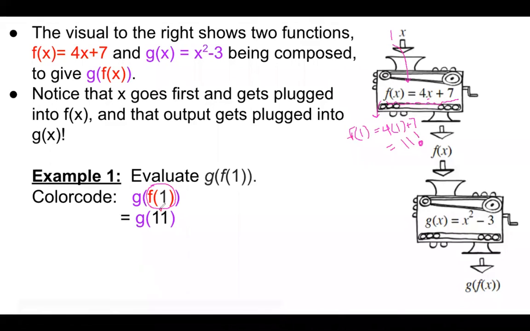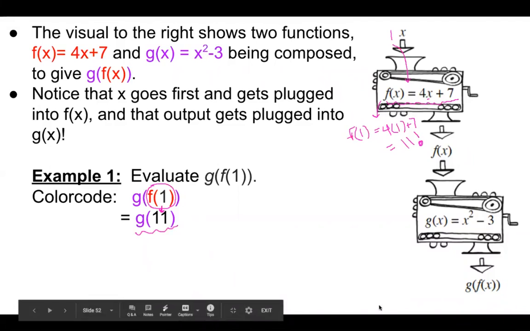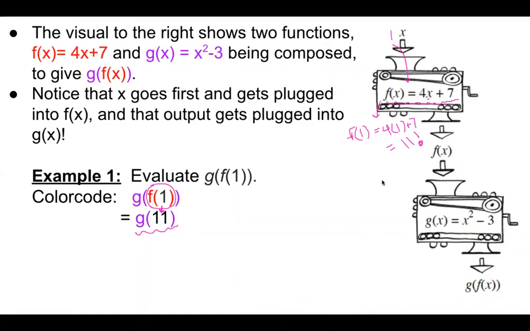So then my next step is, instead of writing f of 1 right here, we're going to rewrite it as the output that we got. So when I plugged in 1 into f, I got 11. So now I rewrote my second step as g of 11. Let me check out the chat. Great, so a lot of us got 11, great.